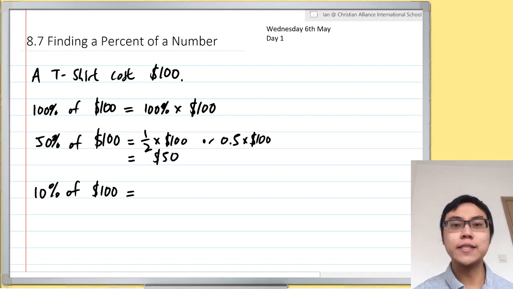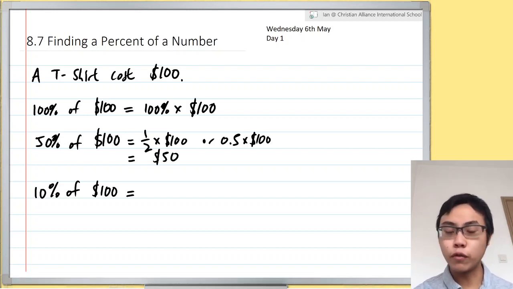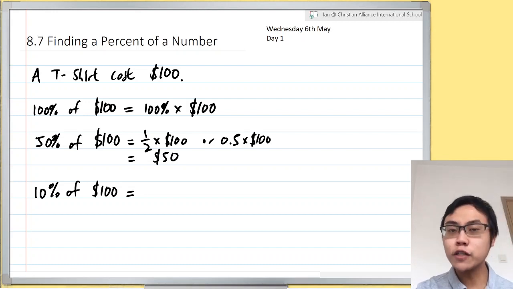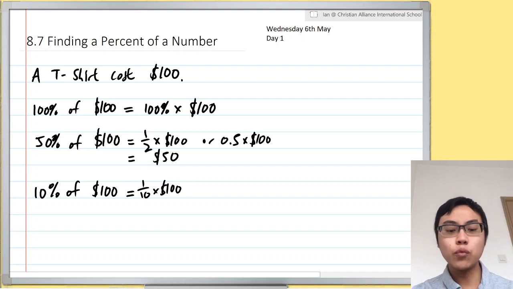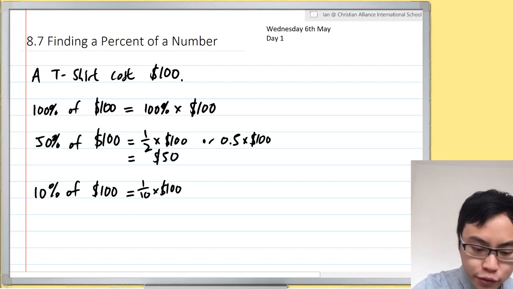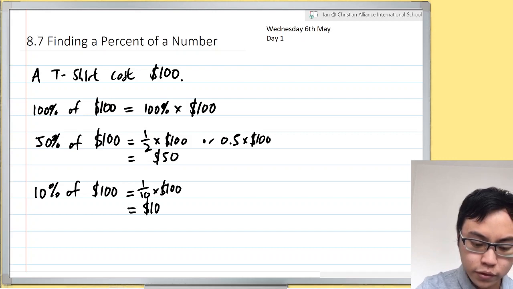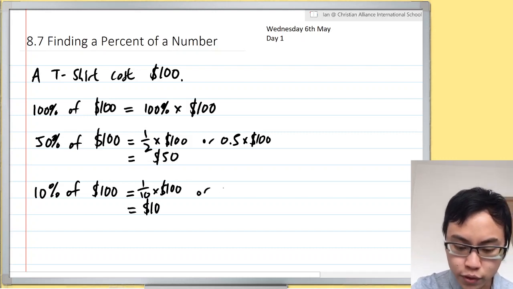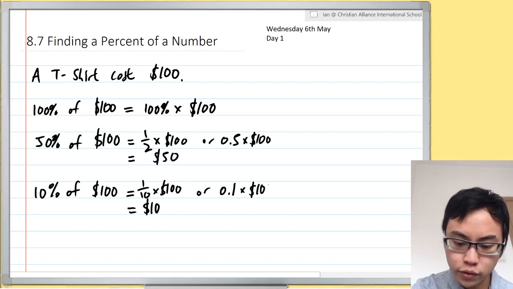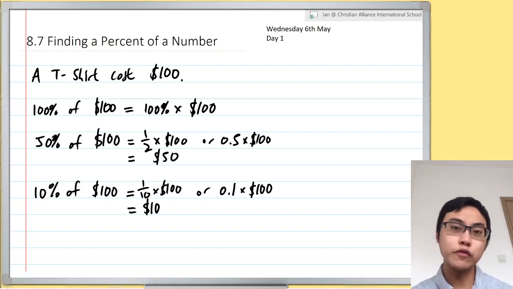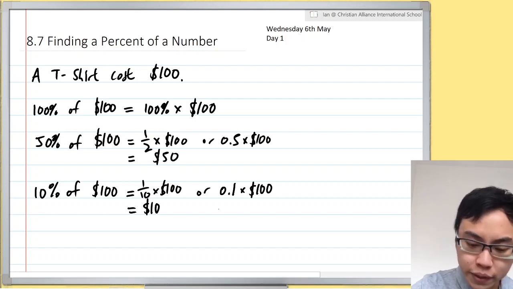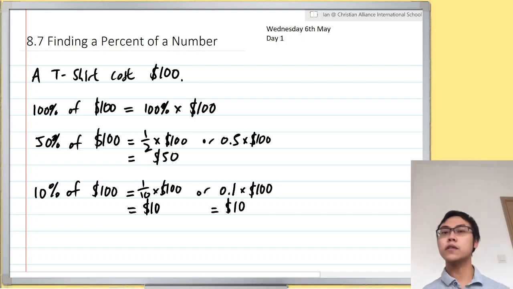10% of $100 is the same as, if we change it to the decimal form, that will be 0.1, or if you use a fraction form, that will be 1 over 10. So I'll show you with both. If it's 1 over 10 times $100, and of course, the 10 and the 100 can cancel out quite easily, and so that will be the same as $10. Now, if you use decimal, or 0.1 times $100, then 0.1 times 100 will be just the same as 1 times 100, and you move the decimal place 1 place to the left, and so that will also equal $10. So it is the same.